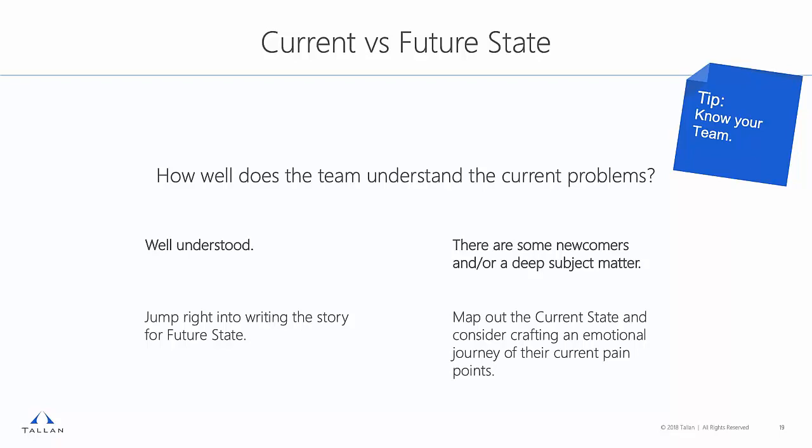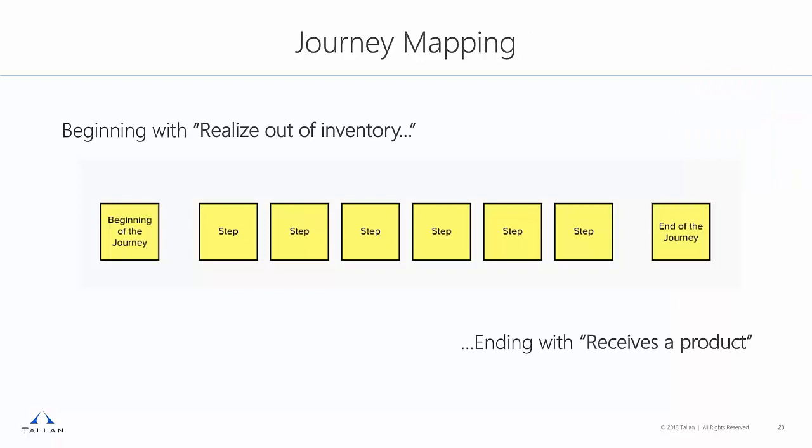But assuming we're jumping right into the future state, when you get into journey mapping, we really start with the beginning of the story and the end of the story. So in this case, for our paper example, we begin with realizing I'm out of inventory. So I just realized I'm out of paper. And then the end of the journey is when I receive the paper. So the idea here is to put a number of different sticky notes in the middle here to fill out the remaining part of that story.